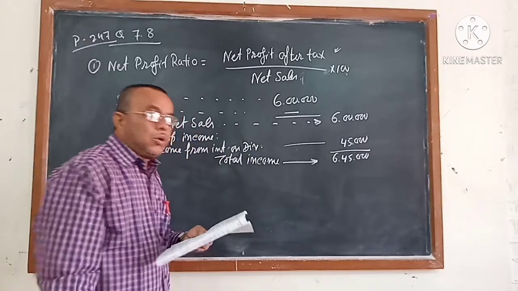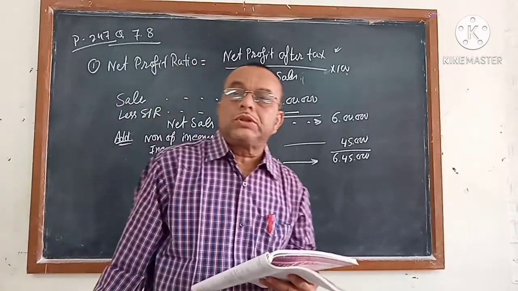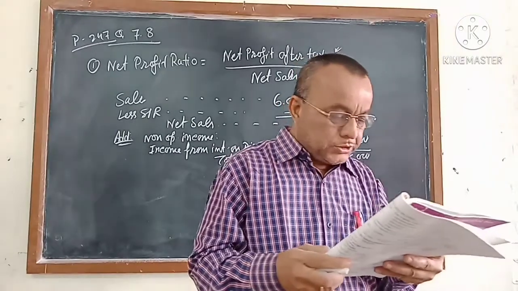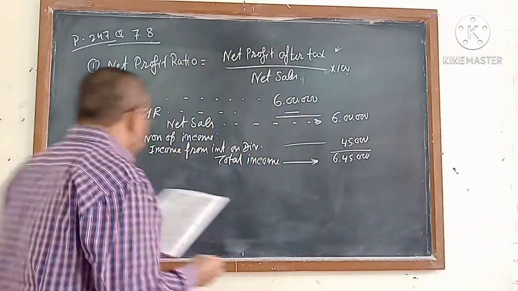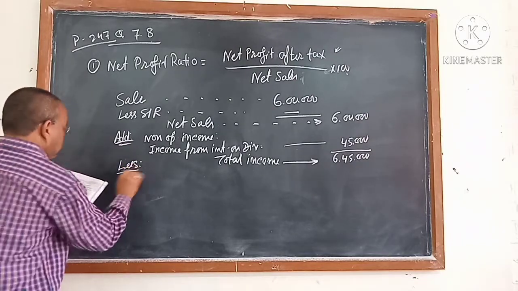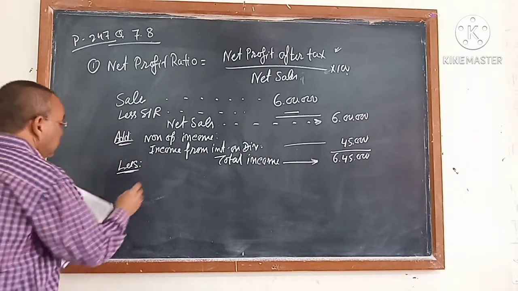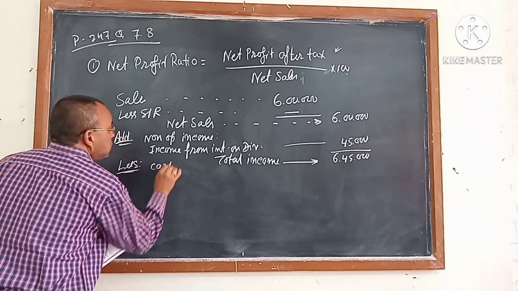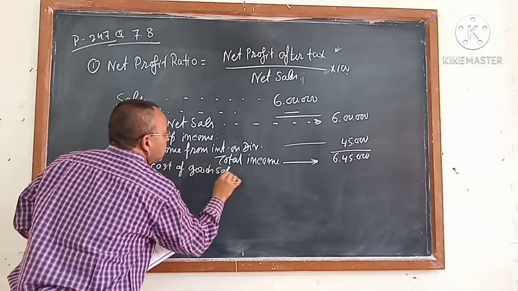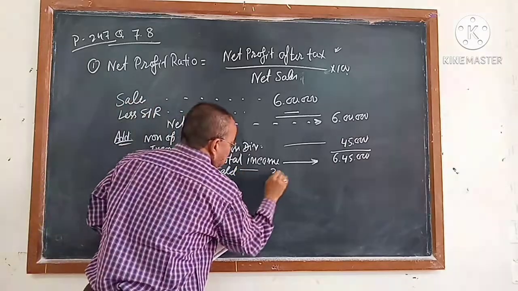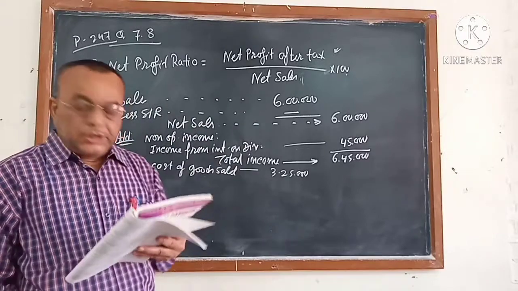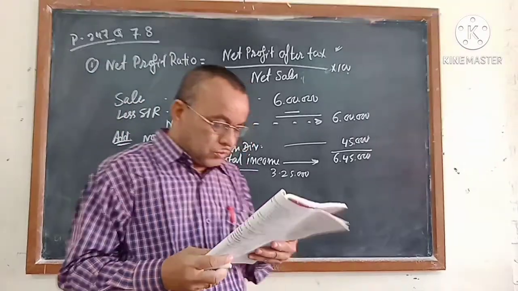Okay. Now what we will do? We will find out the total expense. From the total income, we will deduct the total expense and we will get the net profit. And total expense we will deduct next. Less cost of goods sold is given on the question. Cost of goods sold, it is given how much? 3,25,000. According to your question, it is given 3,25,000 cost of goods sold.